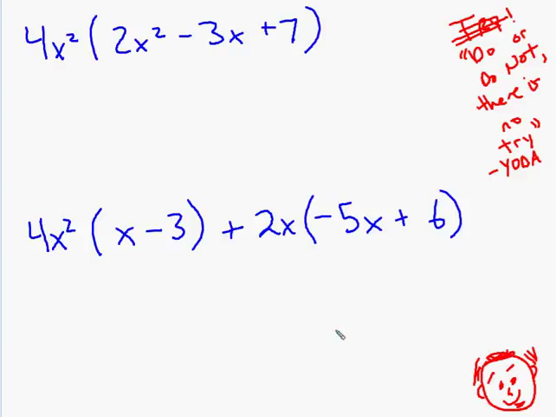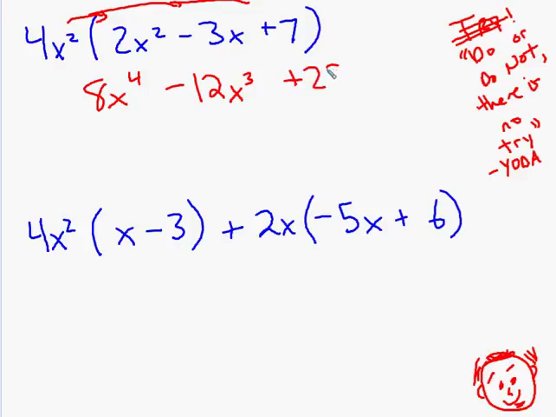Okay, first one. What do we do, Kaylee? We distribute. Okay, what do we get? 8x squared. Nope. What do we do with the exponents, class? You add them. 8x to the 4th. Continue, Ryan. And that would be minus 12x cubed. And the final term is, class? Plus 28x squared.